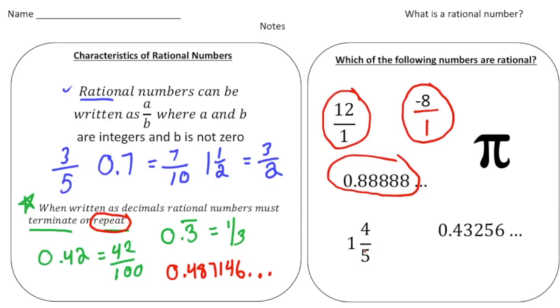1 and 4/5. Well, we know we can write 1 and 4/5 as 9/5, and 9/5 is a fraction where both the numerator and denominator are integers, so that makes this one rational. Now pi is not rational. It's called irrational. In fact, it's the most famous irrational number out there. And you should know that pi goes 3.1415... and goes on forever. It doesn't terminate, and certainly does not repeat. So this one is not a rational number. And then finally, we have 0.43256... So again, this goes on forever, and it's not repeating, so this is definitely not a rational number.